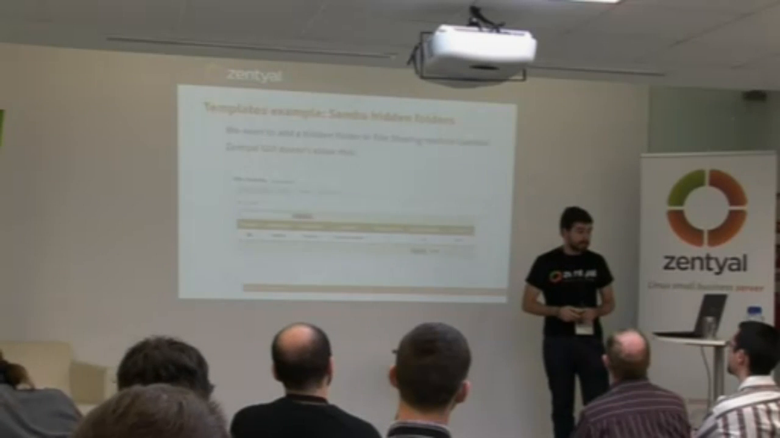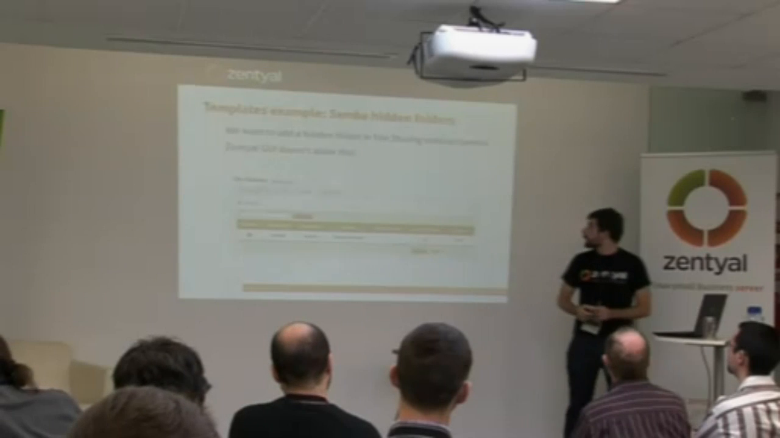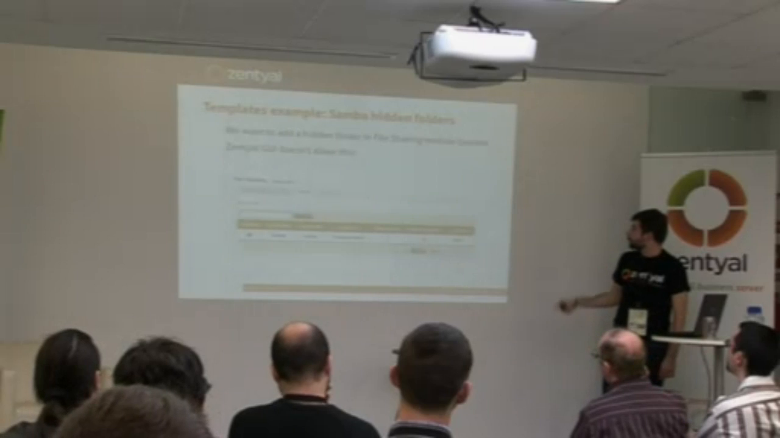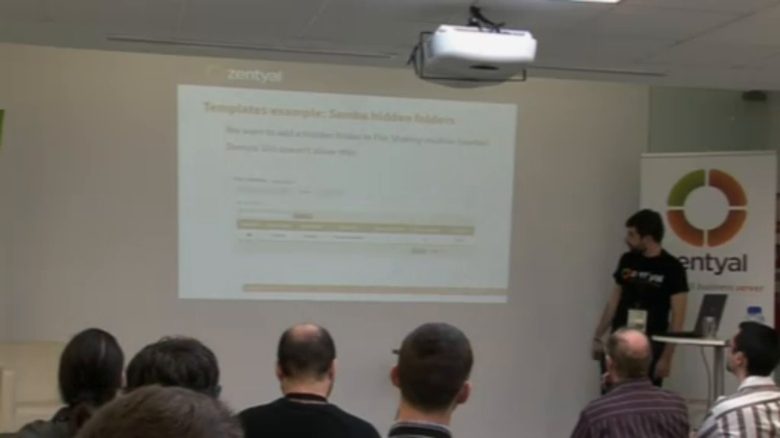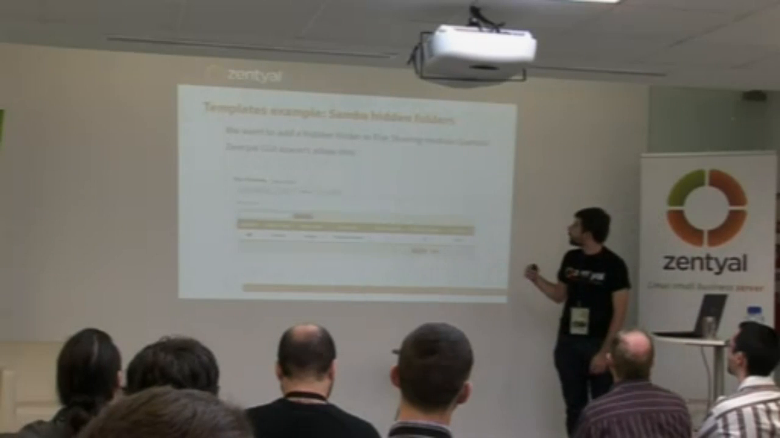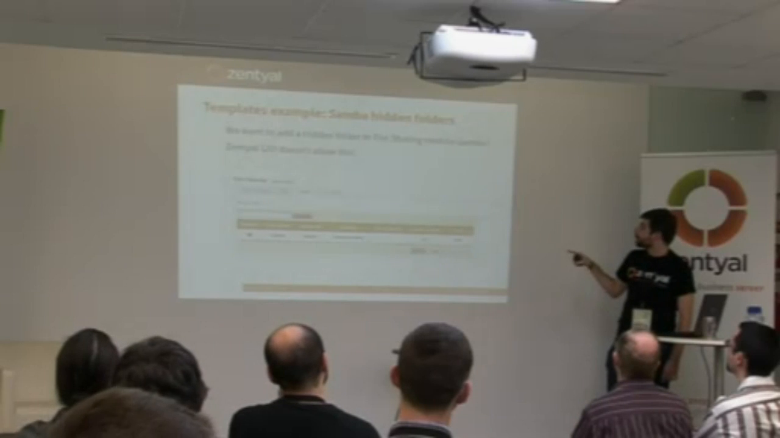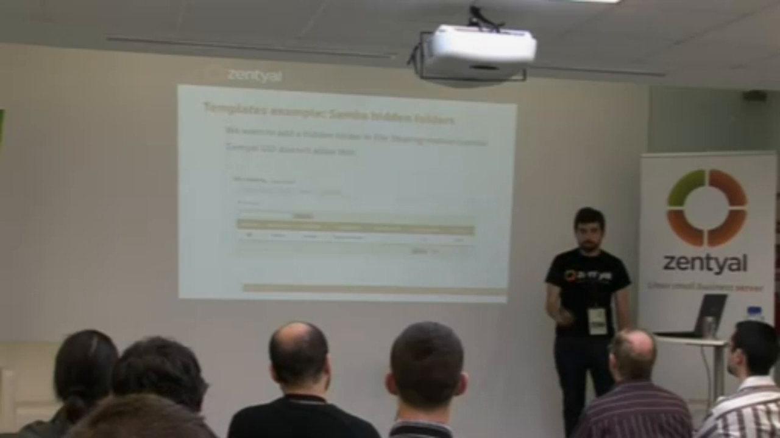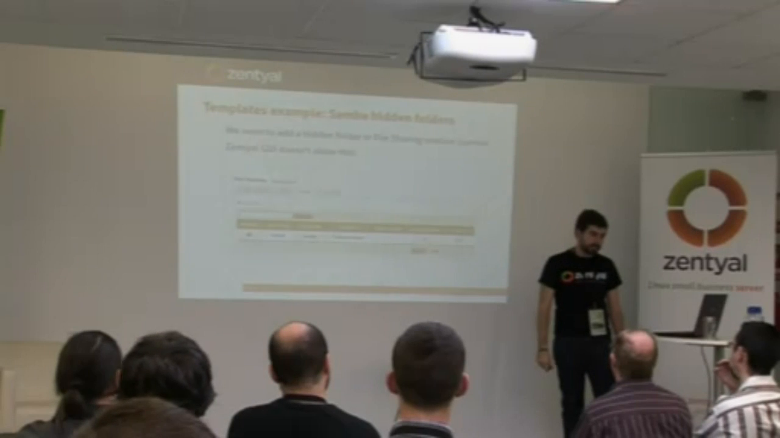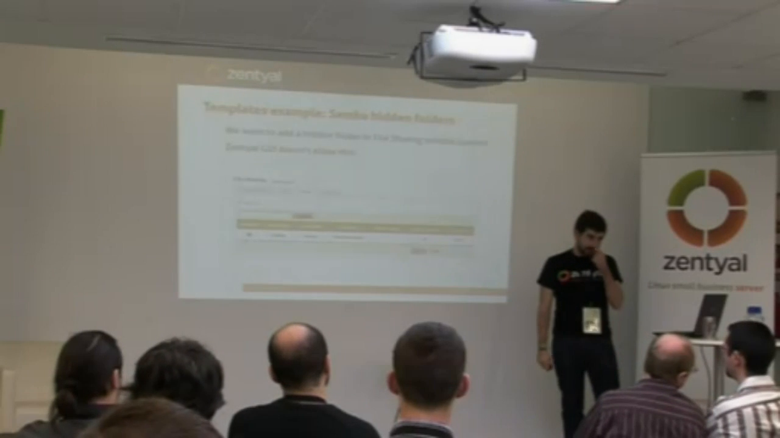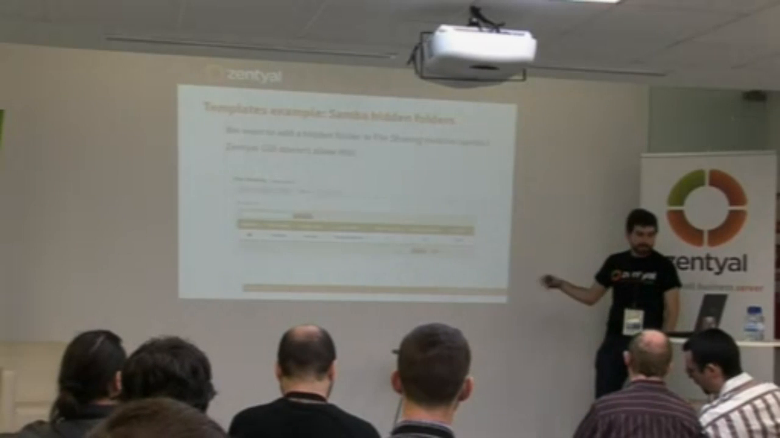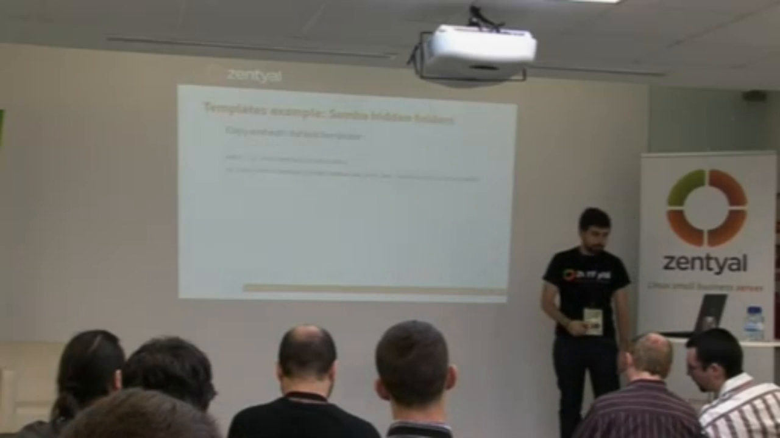I want to show you an example. As you can see, this is the Zentyal interface to configure Samba shares, and here you cannot mark a share as a hidden folder. So every share you configure will be shown to the users. We are going to see how to modify the Samba template to create a hidden folder.